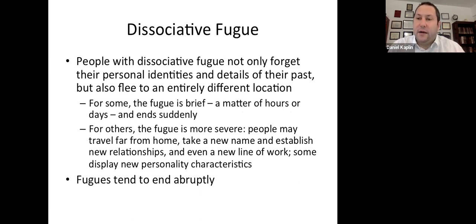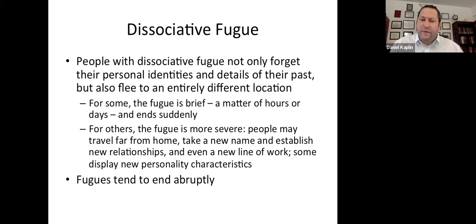They might leave from one city to the next and not even remember how they got there. But fugue states tend to be brief. They could be a matter of hours or days, but they end suddenly or abruptly, which is quite alarming. And people may not understand what's going on because, hey, how did I get here?